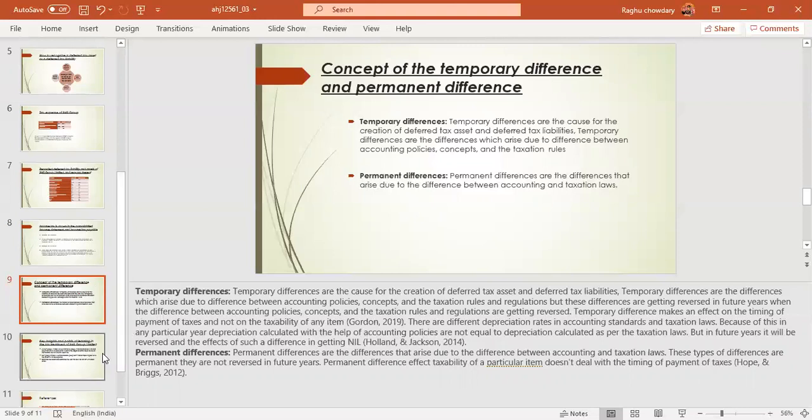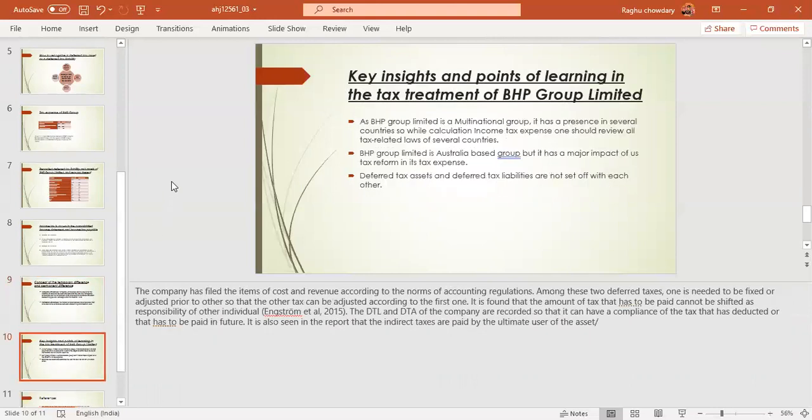I would like to move on to another slide. Here I would like to conclude the presentation by stating the key insights and points of learning about the tax treatment of BHP Group Limited. As we know, the BHP group is a multinational group which operates in several countries across the globe, respecting the tax laws and accounting principles of each country.